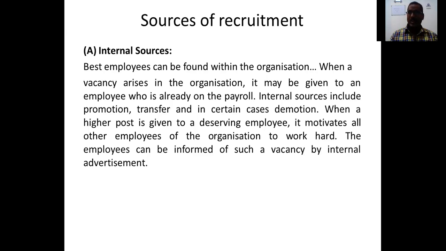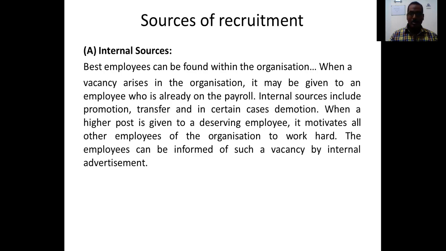Demotion occurs very rarely, maybe in the government department. This is due to the capacity; the manager or the management found that the person is not able to fulfill his responsibilities and duty properly. He doesn't have the caliber or potential to be in that position. So they are given the post which is below the current one. That is called demotion. As I told you, it's not a very common thing in organizations.